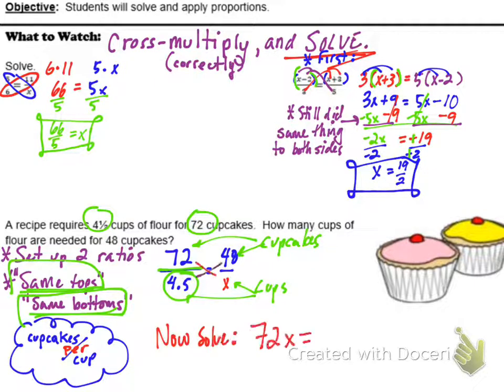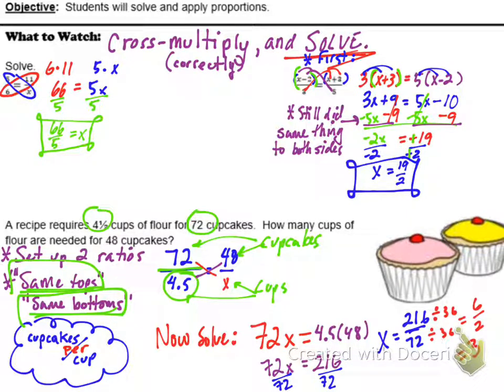Cross multiply, and then simplifying that gives me this. Now that's a fraction, but we can reduce it. Dividing both by 36 gives us that, and I could actually reduce it further to 3. So we need 3 cups of flour for 48 delicious cupcakes.